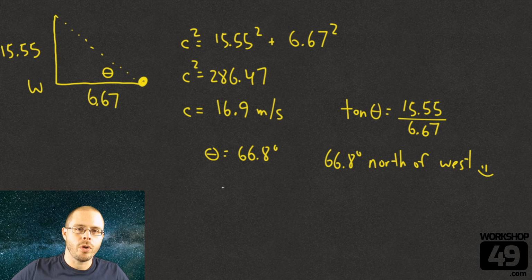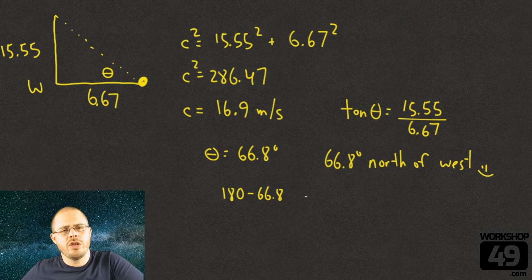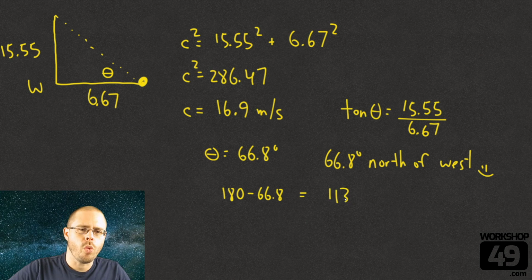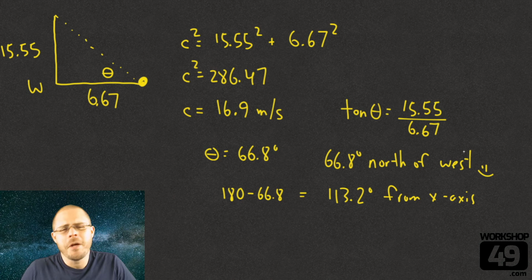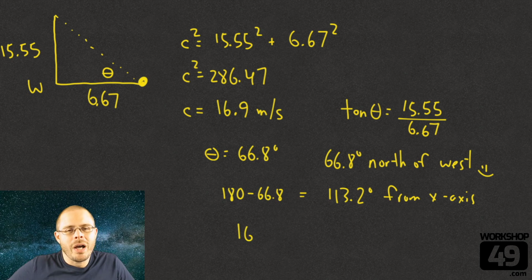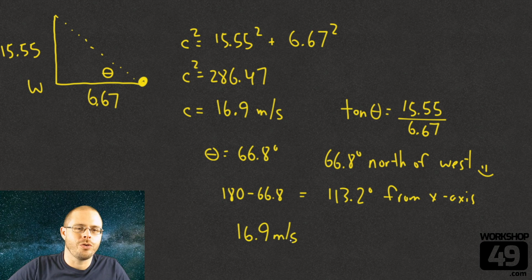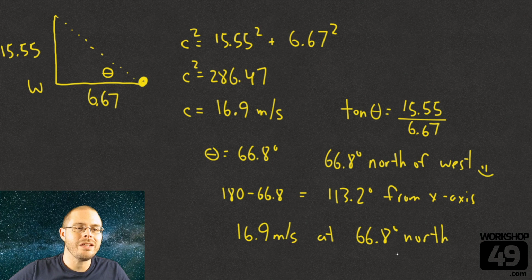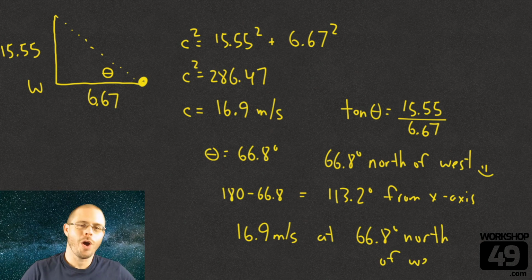If you feel more comfortable, you can convert that angle in this case into a standard angle because it's a rotation back from 180. So you could do 180 minus 66.8. That's a 113.2 degree standard angle from the x-axis. I suppose it depends on who your instructor is and how fussy they are. In my case, where the question gave it in cardinal directions, I will be happy accepting it back in cardinal directions. Our final answer is 16.9 meters per second at 66.8 degrees north of west.